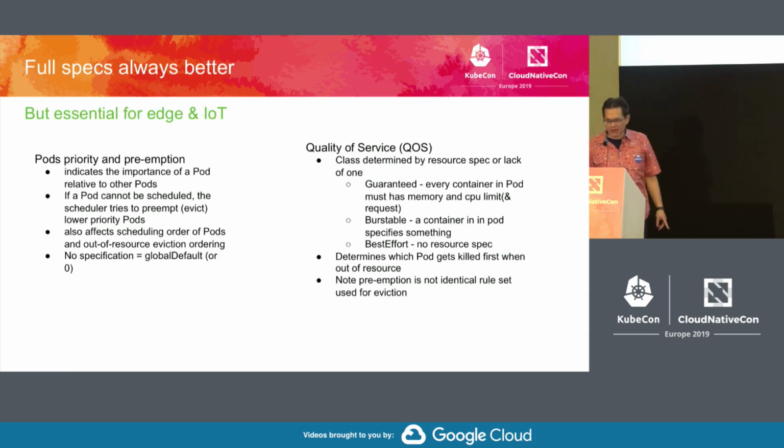So full specs are always going to be better. You've got two forms of specs. There's something called pod priority and preemption, and this indicates to Kubernetes the importance of a pod relative to other pods. And if you try to schedule or run a pod that has been declared as more important than you've got now, but the resources are fully occupied, something called preemption occurs, which will evict the lowest priority pod.